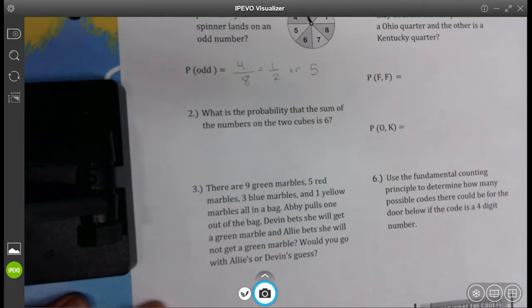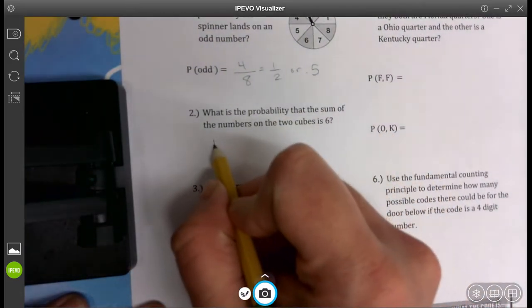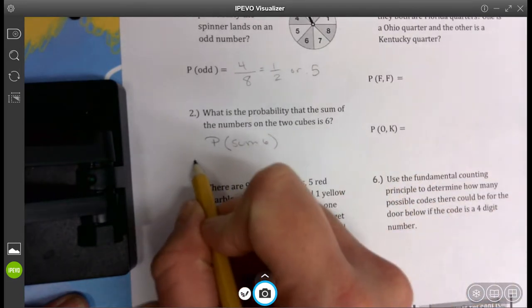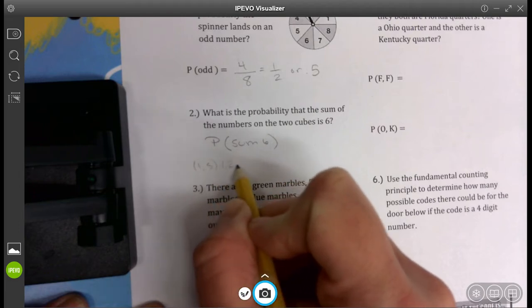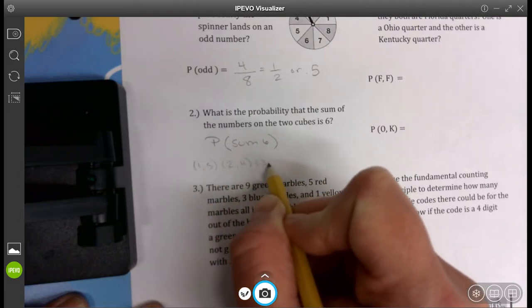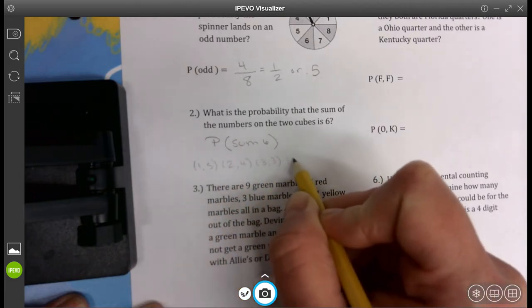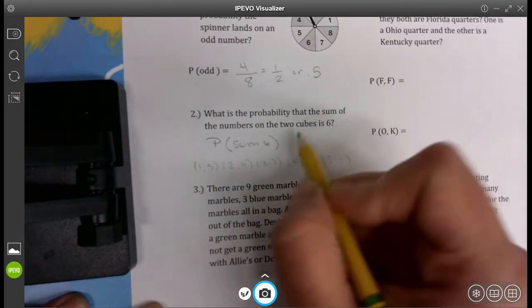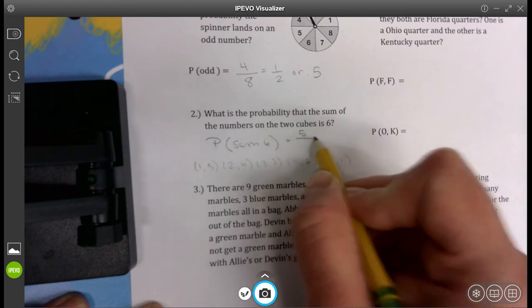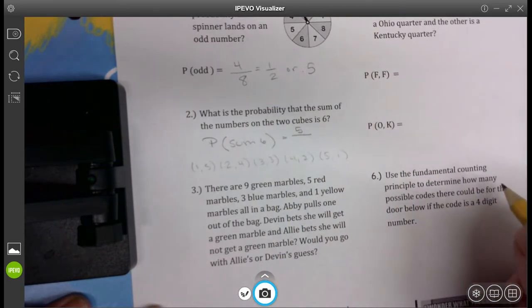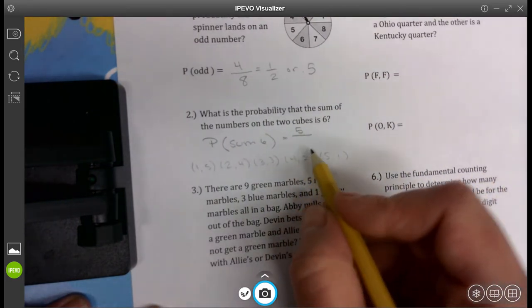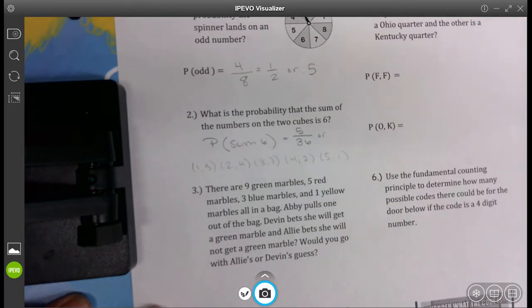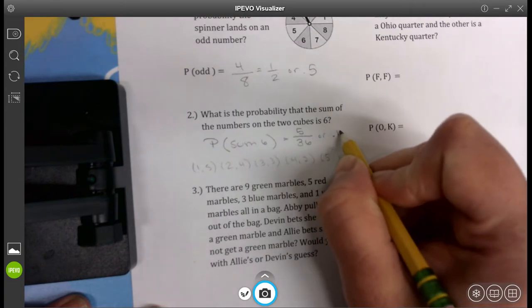Number 2 says, what is the probability that the sum of the numbers on the 2 cubes is a 6? So let's think about that. You could have gotten a 1 and a 5, a 2 and a 4, a 3 and a 3, a 4 and a 2, or a 5 and a 1. That's 5 out of, what were all our possibilities in our notes? There was 36. So it could be 5 out of 36 or 0.14.